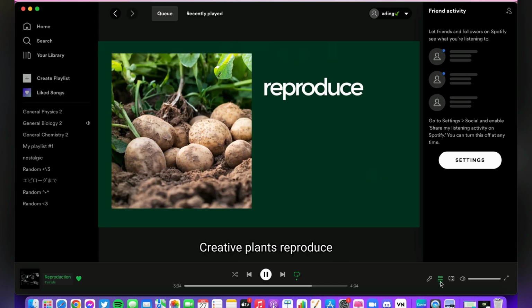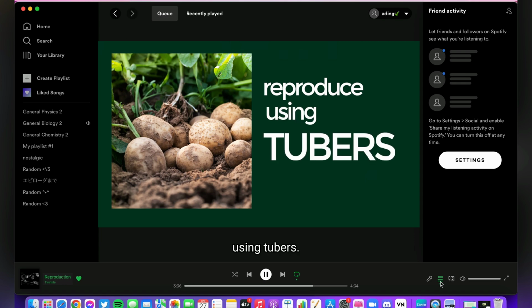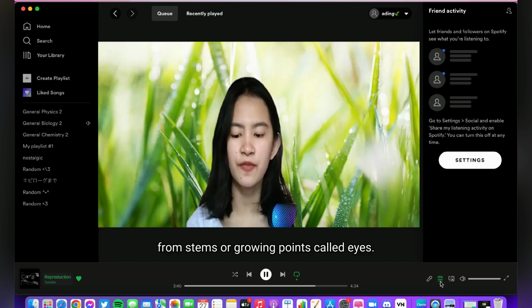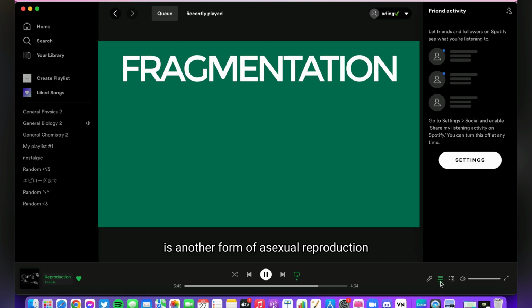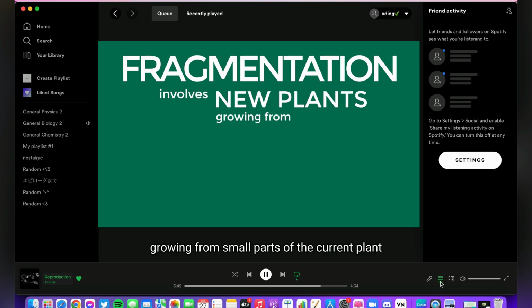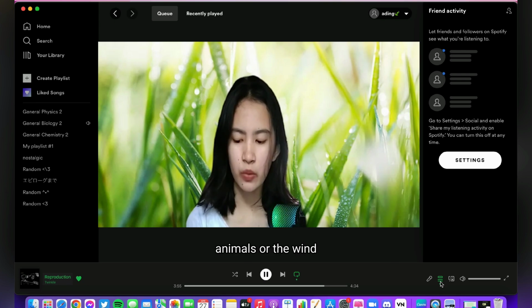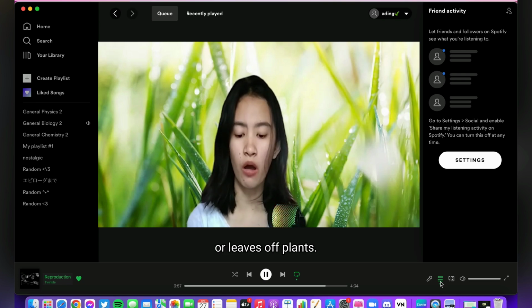Potato plants were produced using tubers. These underground growths produce new plants from stems or growing points called eyes. Fragmentation is another form of asexual reproduction. It involves new plants growing from small parts of the parent plant that fall to the ground. For example, animals or the wind can break stems or leaves off plants.